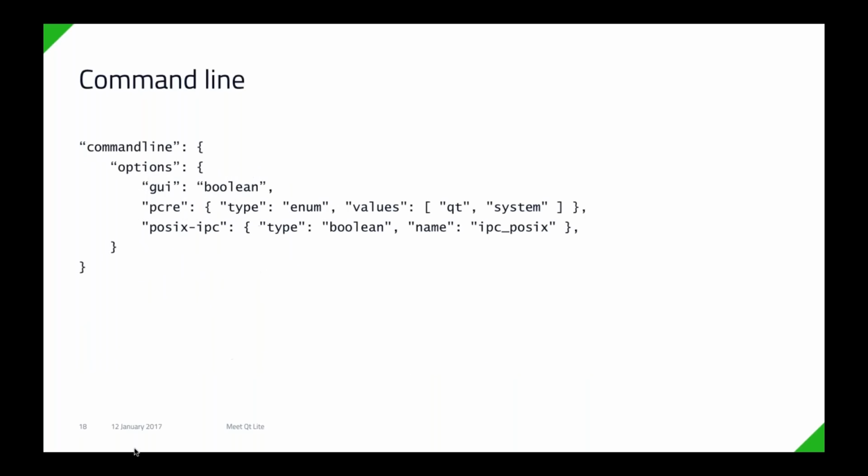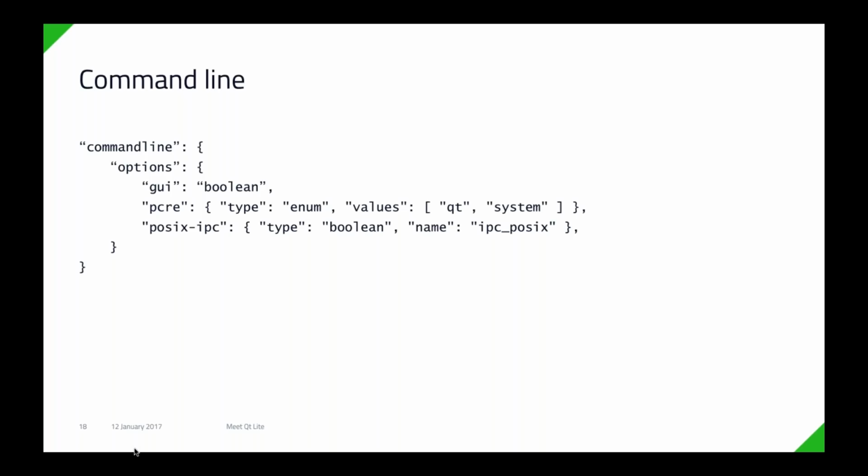Let's have a little bit of a look into some of the details there. Command line basically contains all the different command line options that you've seen before when you were configuring Qt as a product. Things like Boolean options can easily be encoded there. Options that provide several enums or choices, like for example for PCRE, do you want to use the system version or do you want to use the Qt version? Of course, there's always a fallback.